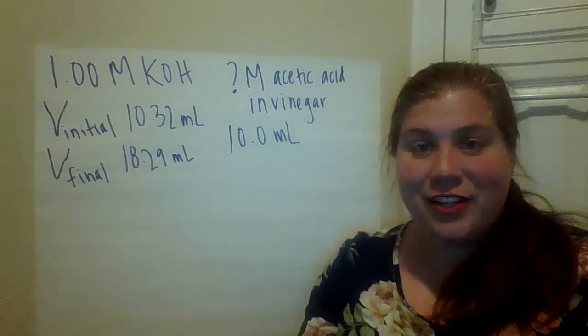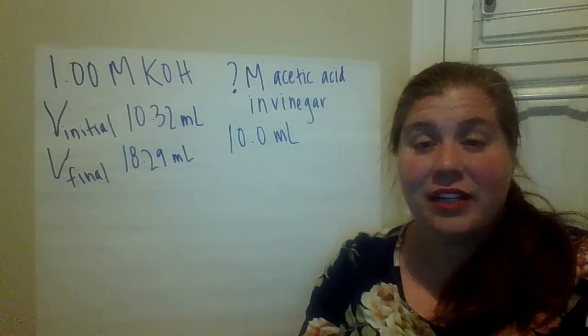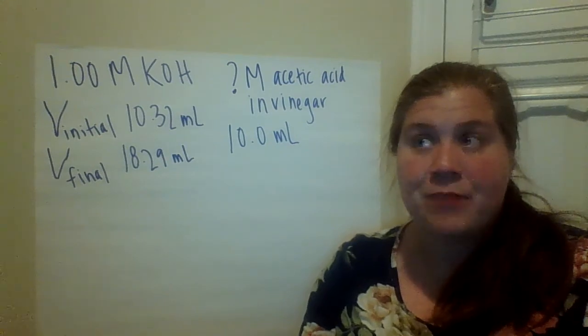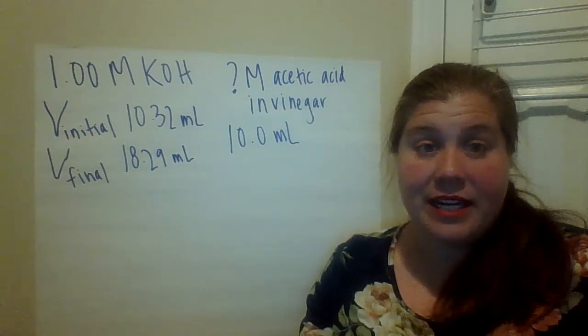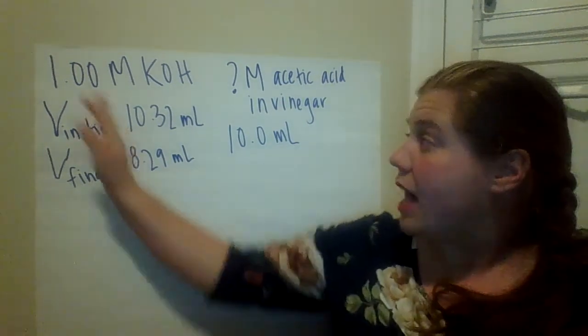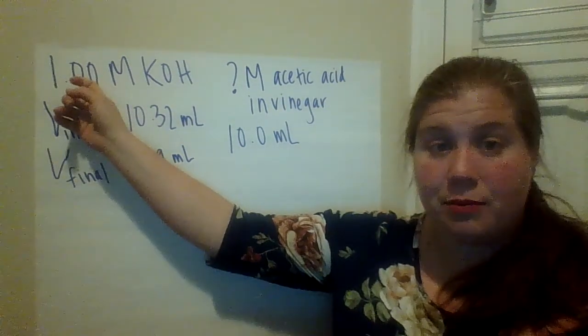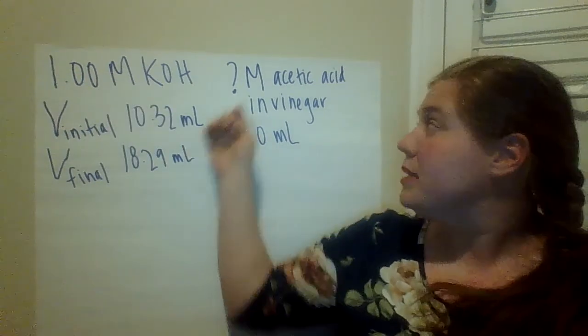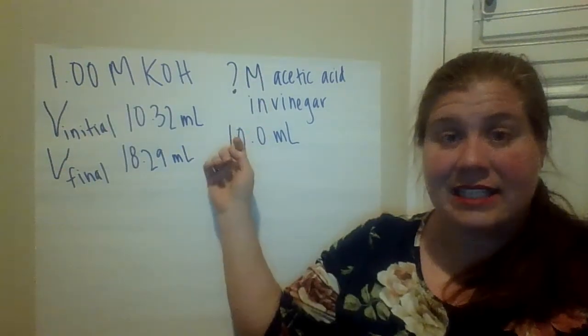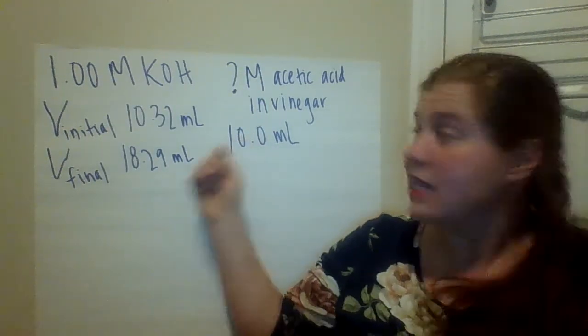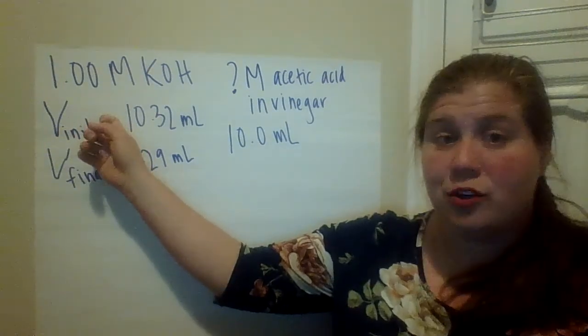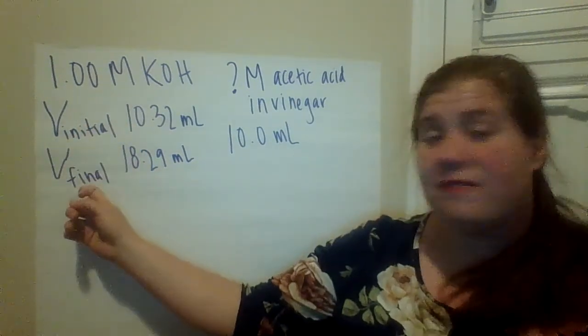Okay, guys, so now we're going to look at how to do our calculations with the data from the titration that we did. So looking at this, this is the data that we found. I used 1 molar KOH in the burette. I used 10 milliliters of vinegar, which has acetic acid in it, in the Erlenmeyer flask. And then this is the initial volume of KOH in the burette and the final volume.